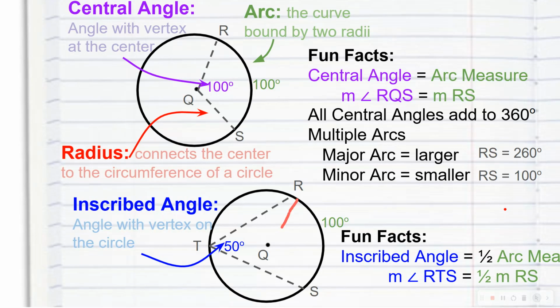So if I wanted to draw my central angle in the same picture, this one would be 100 because the central angle and the arc are the same measure, and then the inscribed angle is half of that.